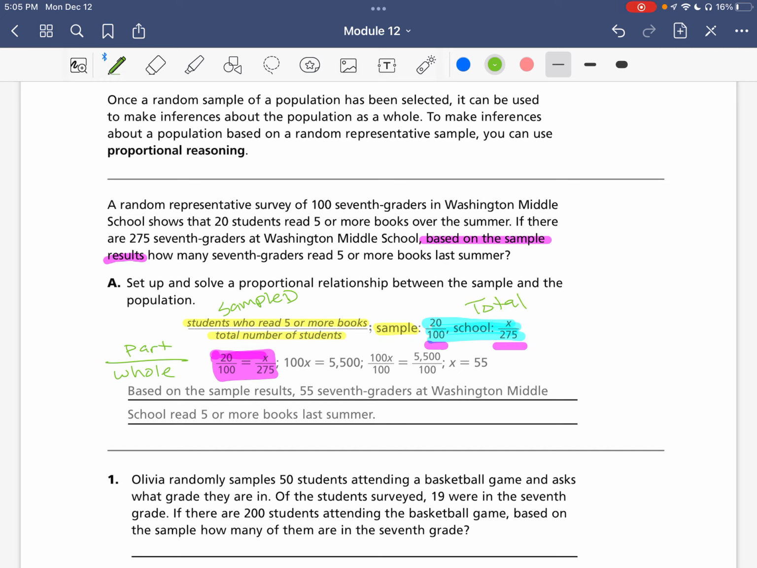One thing to be really careful about is your part always needs to stay in your numerator, and your whole always needs to stay in your denominator. They have to be the same across. You don't switch them like that. So to solve this, we need to use some cross multiplying.